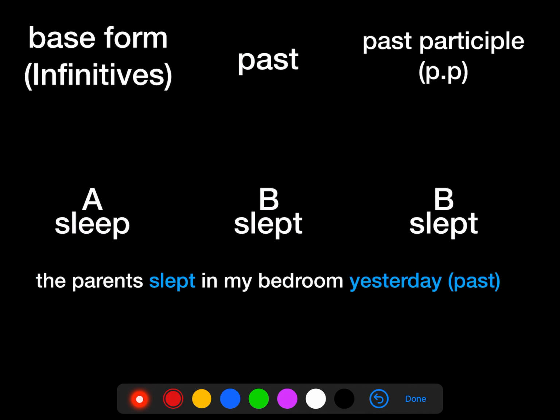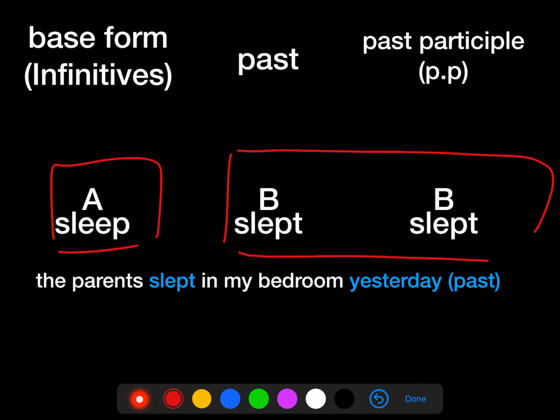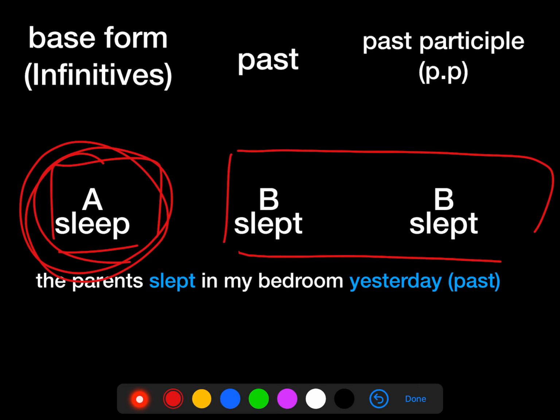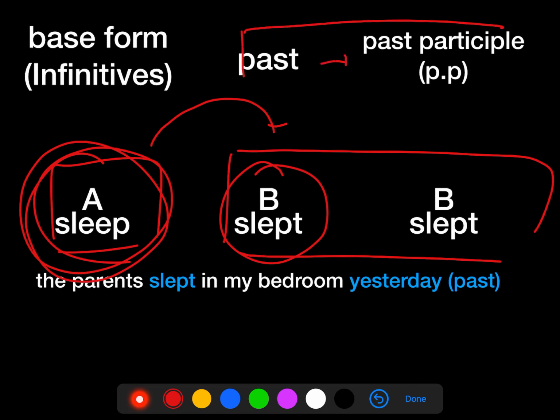Let's move on to another example of ABB. So okay, let's make two groups of ABB like this. The base form is sleep, but it changes into slept. However, past and past participle, they are the same. Just slept, slept, slept. Okay.